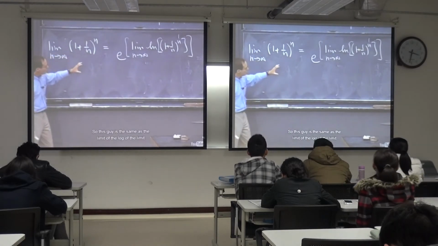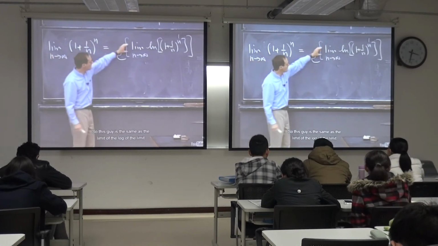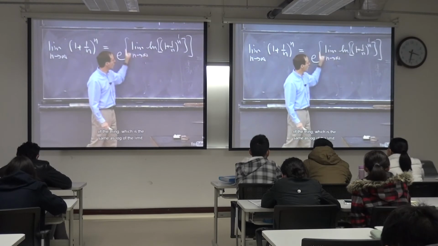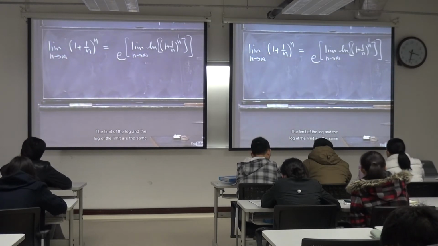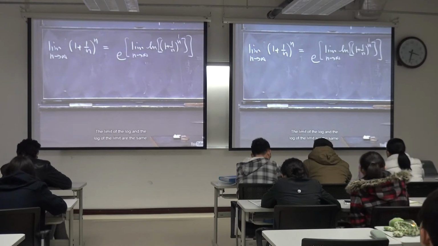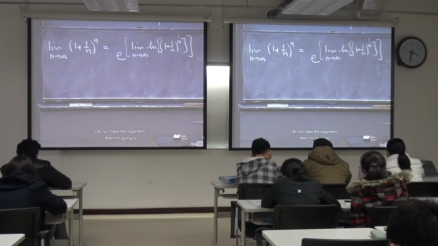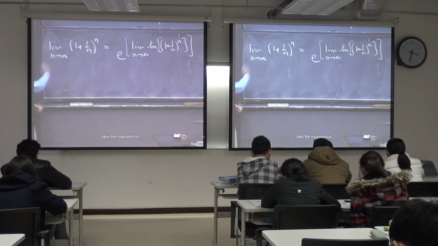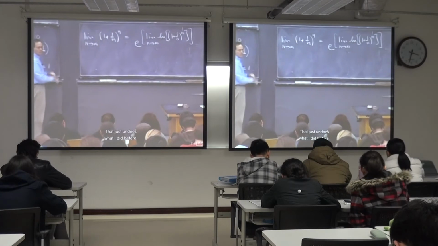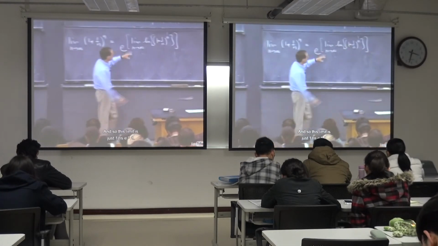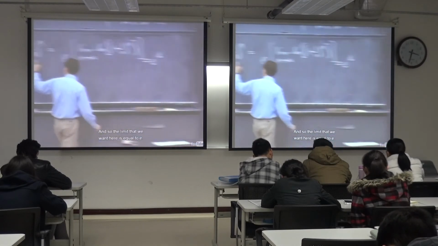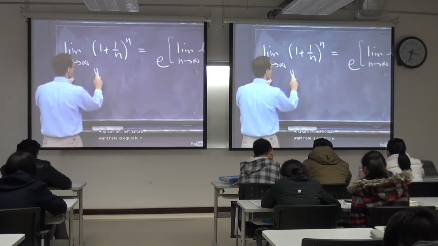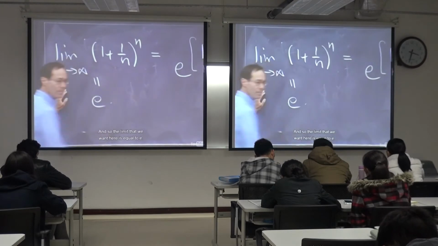So this is the same as the exponential of the limit of the log of this thing. The limit of the log equals 1. Okay, so I take a logarithm, I take the exponential, that just undoes what I did before. And so this limit is just 1. So this is e to the 1. And so this limit that we want here is equal to e.